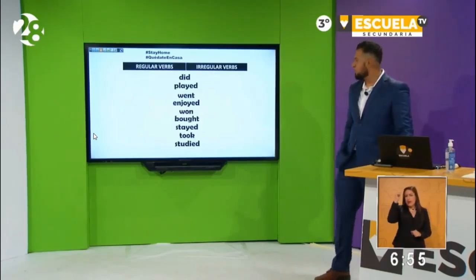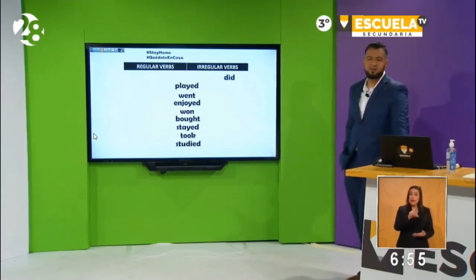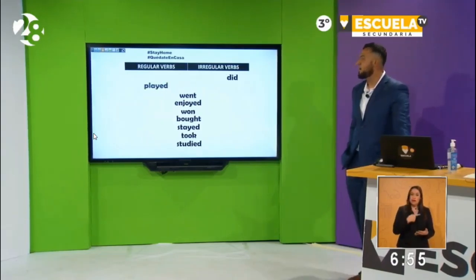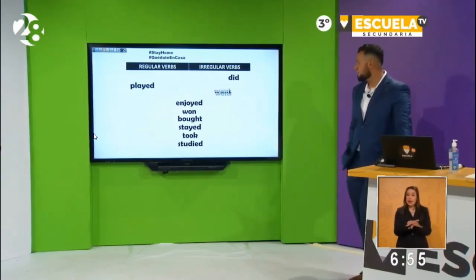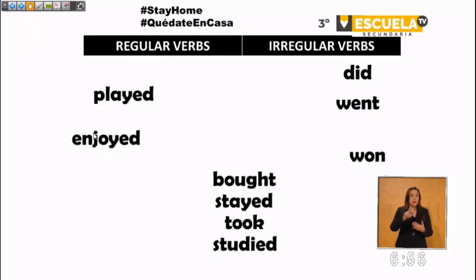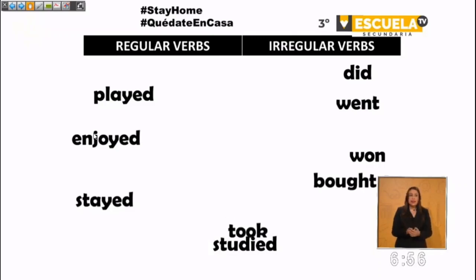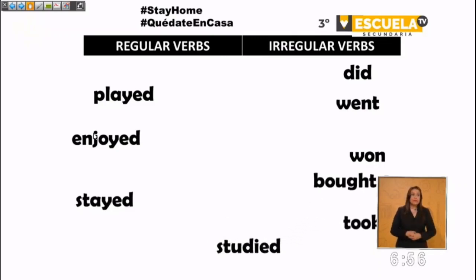Let's classify these verbs, regular and irregular. What happened with did? Did, it's an irregular verb. You're right. Play, a regular. Went, it's an irregular verb. Enjoy, it's going to be a regular verb. Won, when you got the victory, it's going to be irregular. Vote, irregular. Stay, it's regular. It finished with ed. Took, it's irregular. And studied, it's a regular verb.